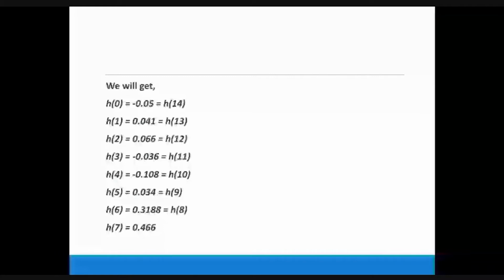So first calculate all the values from H0 to H7. Here you are getting these values: minus 0.05, 0.041, 0.066, minus 0.036, minus 0.108, 0.0034, 0.3188, and the last value is 0.466. Just note down the answer, and if you have any query you can ask. Then we go for the next example.